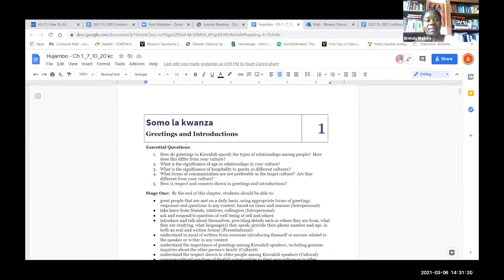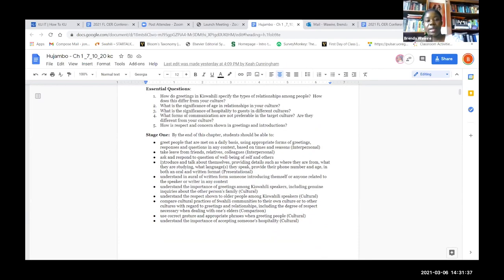So we begin with essential questions around the topic, because we're trying to build learners that are lifelong learners. So we want to begin with the broad: what are some of the essential questions that they have about the topic? And then we outline the desired learning outcomes. What is it that we want students to be able to do and to know by the time they finish covering a module or a unit?